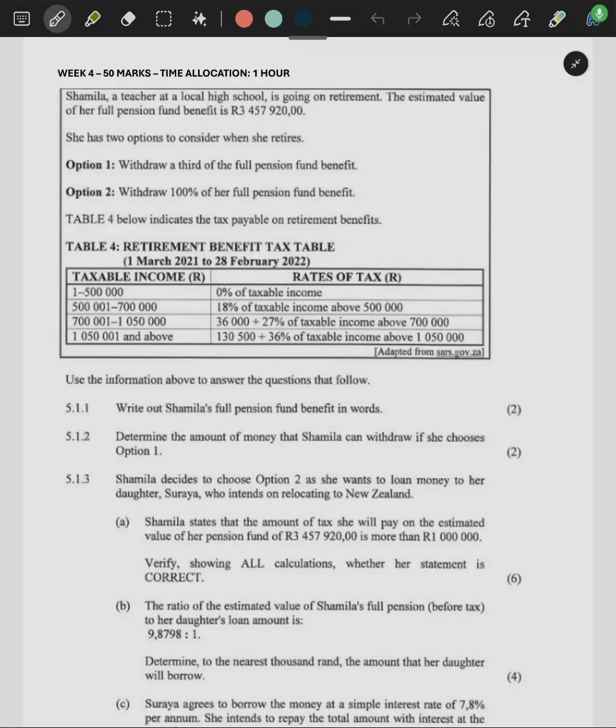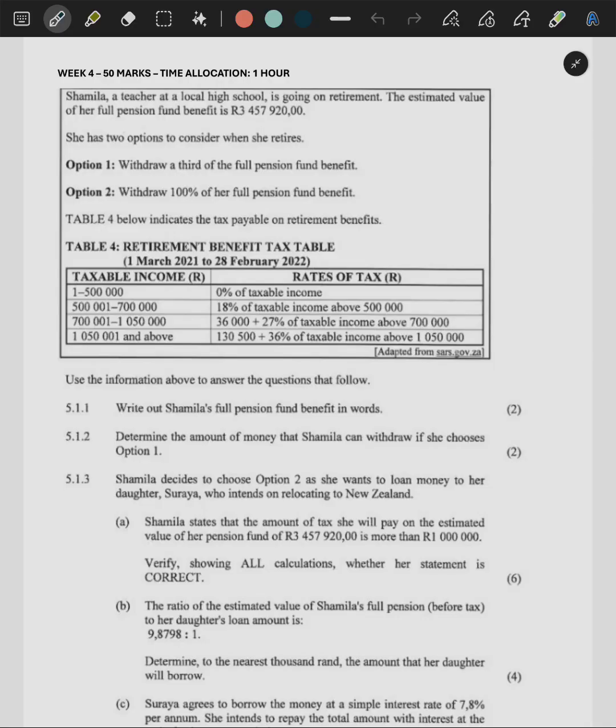We're going to work through week 4. This was also past paper questions that came to a total of 50 marks, which means it should take about an hour to complete. So the first question here was about Shamila, who's a teacher at a local high school, and she's going to go on retirement, and they give you some information about her retirement.